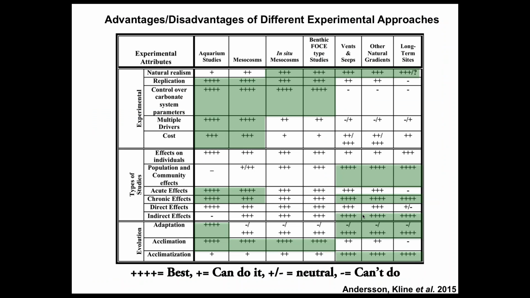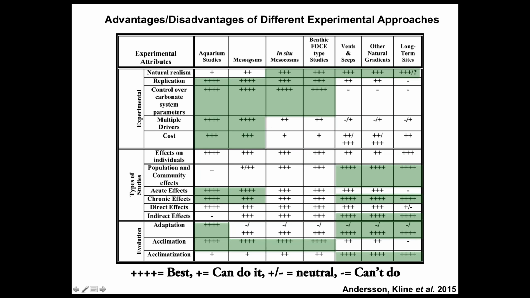So you can see that aquarium studies, the first column here, they're excellent for replication. So you can get high levels of replication, often at a fairly affordable price. You can have very tight control over carbonate system parameters. They're an excellent system for studying multiple drivers, and I mentioned you can keep the cost down. They're good for studying both acute and chronic effects, and depending on the organism, they can be used to study adaptation and acclimation, especially when working with organisms with short generation times.